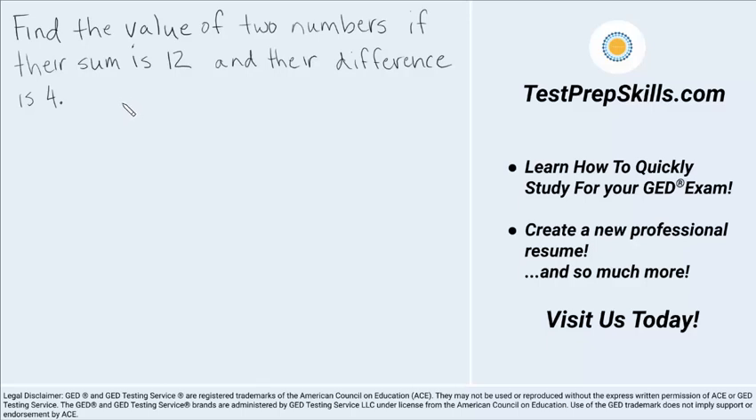So the problem says, find the value of two numbers if their sum is 12 and their difference is 4. Okay, so what we're going to do is start with the first half of the sentence, and we're going to create our first equation from that. So it says find the value of two numbers if their sum is 12. So let's say our two numbers are going to be x and y.